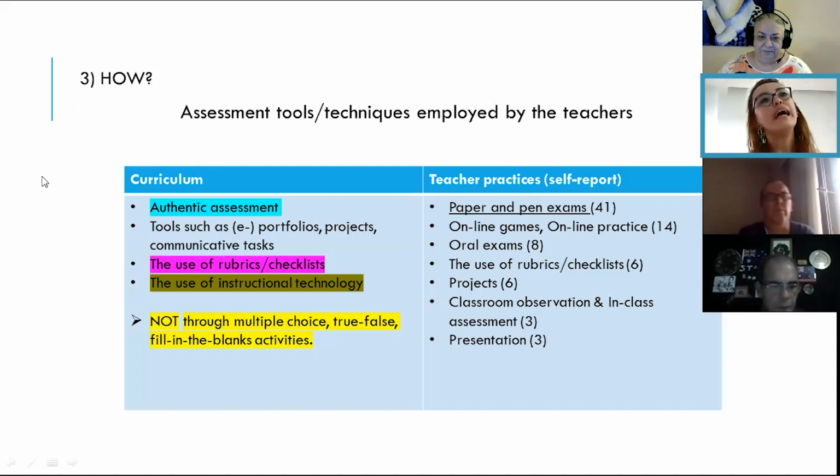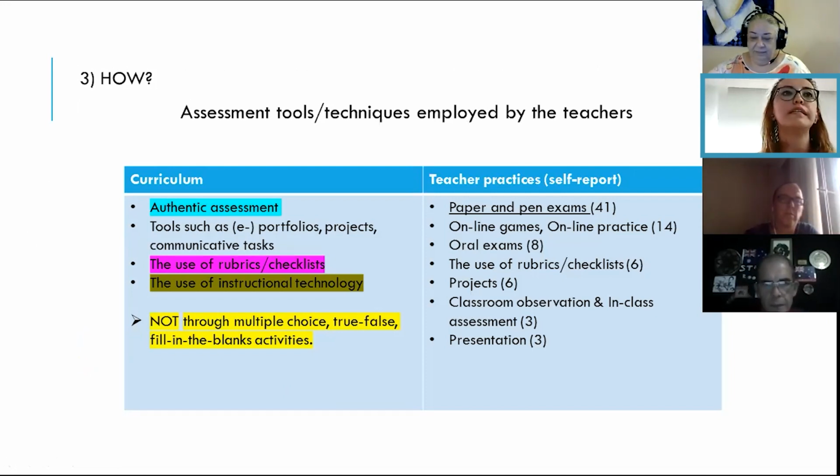Okay. The how dimension of the teachers' practices in assessment is, as you see, assessment tools and techniques employed by the teachers. Again, the questionnaire data, teachers' self-report of their practices in assessment, revealed that I mainly use paper and pen exams. Okay, no problem. Online games, online practice, oral exams, the use of rubrics and checklists, project, classroom observation and in-class assessment, and presentation as tools or methods of assessment.